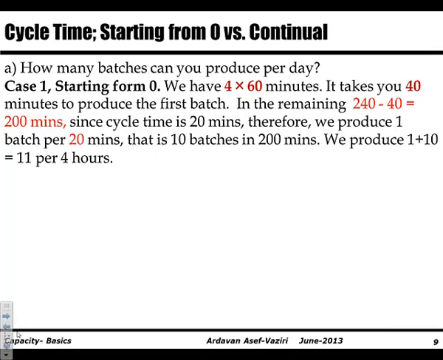Case 1 is starting from 0. So when you start your process, nothing is available there. It takes you 40 minutes to send the first batch out. So you do have 4 times 60 equal to 240 minutes. But it takes 40 minutes to send the first batch out. Therefore, 240 minus 40 is 200 minutes. You have 200 minutes, and it takes 20 minutes to send out any other additional batches, which is 10. 1 plus 10 is equal to 11.